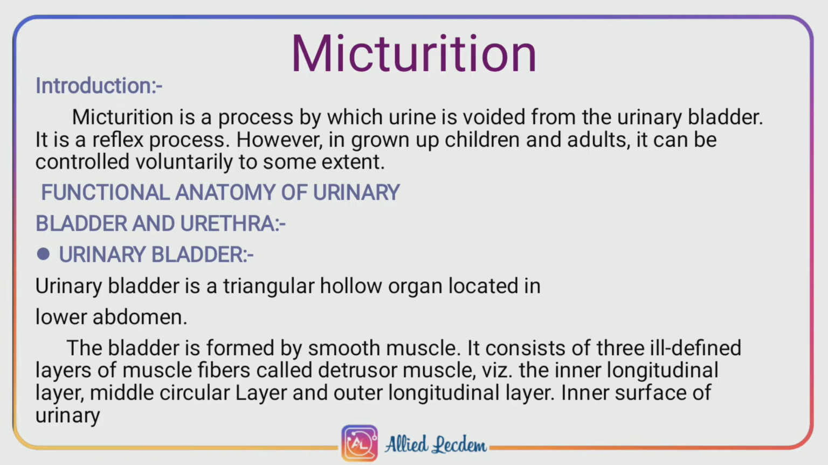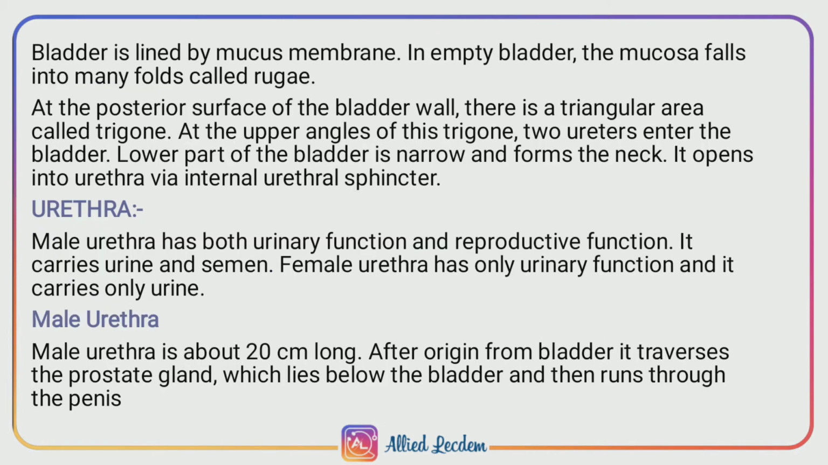Functional anatomy of urinary bladder and urethra. Urinary bladder is a triangular hollow organ located in the lower abdomen, and it is formed by smooth muscle. It consists of three ill-defined layers of muscle fiber called detrusor muscle, that is, inner longitudinal layer, middle circular layer, and outer longitudinal layer. In empty bladder, there are many folds called rugae.